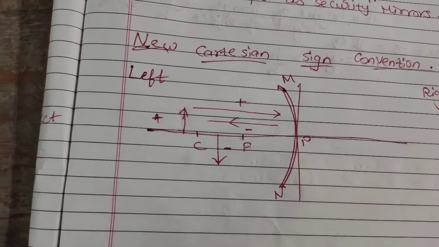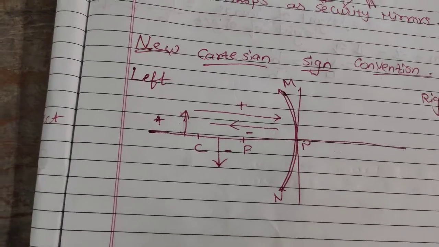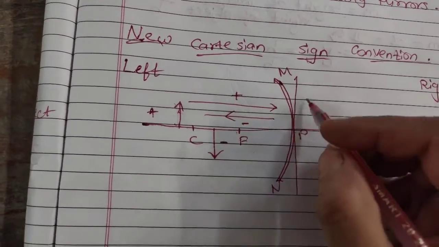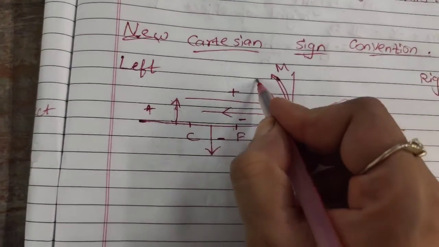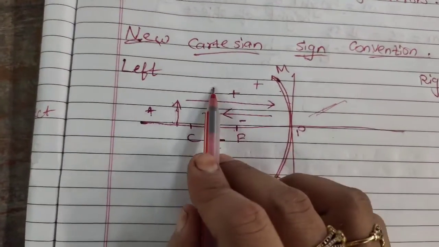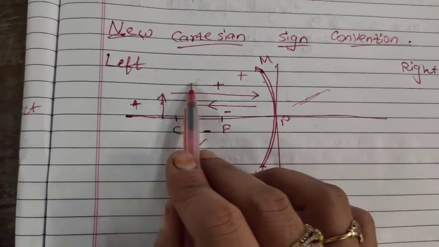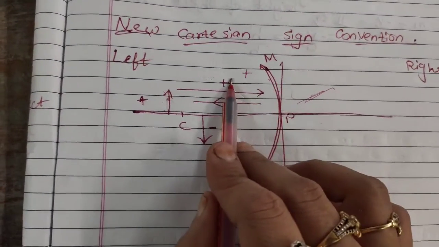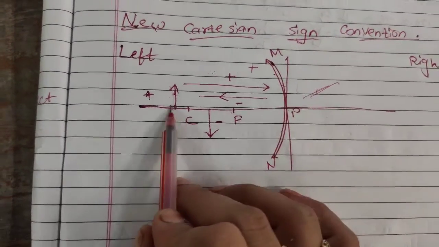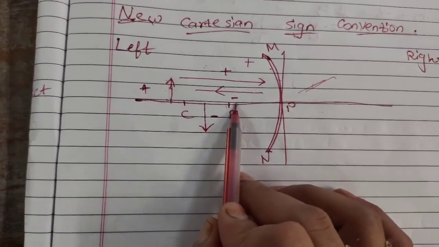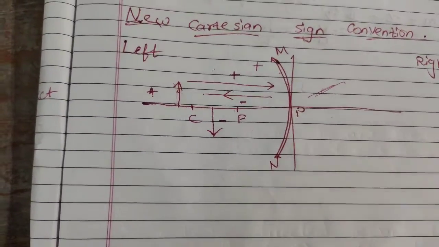All distances measured to the right of the origin along the plus axis are positive. On the right side of the origin, all measurements are done as plus. The reflection which goes to the right side is always plus, and the reflection which goes to the left side is always minus, meaning negative.